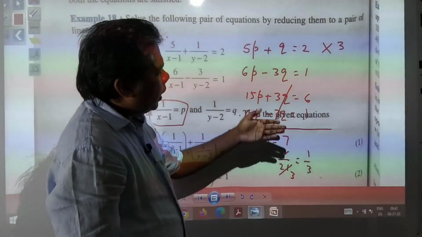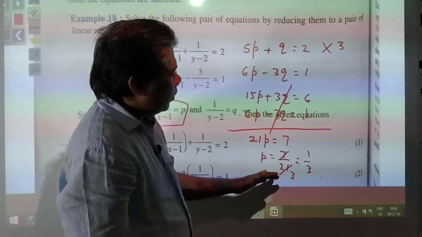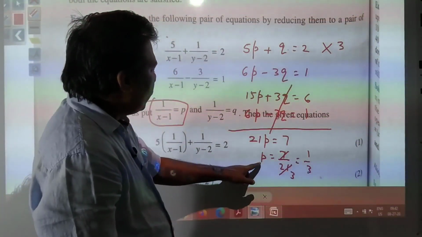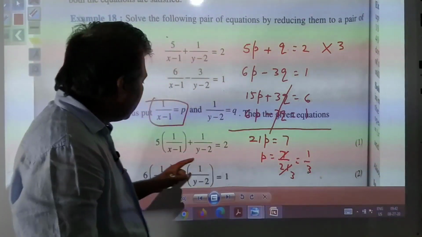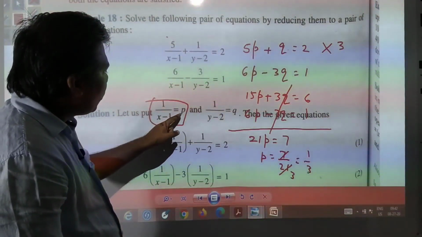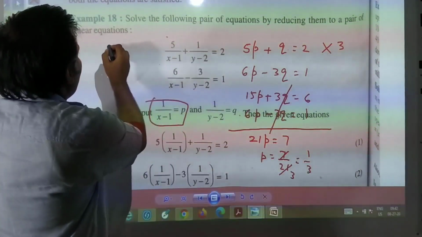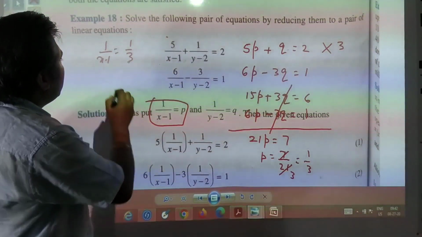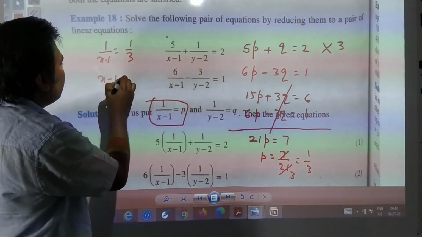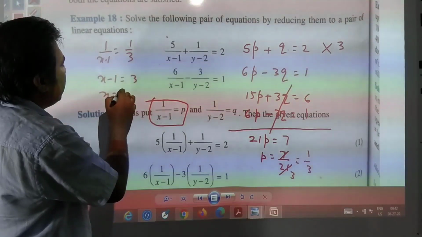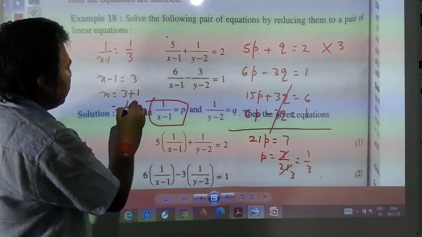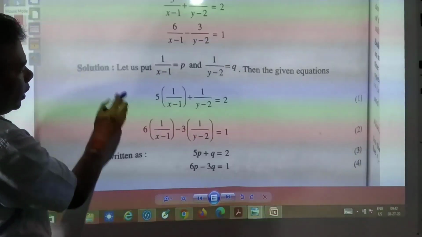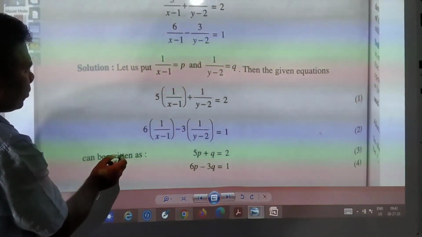Now p is required to be substituted in any equation and we can find out q. After getting p and q, we have assumed p is equal to 1 by 3. So 1 by x minus 1 is equal to 1 by 3. Now you need to simplify this. X minus 1 is equal to 3 and x is equal to 3 plus 1, it means 4. So finally we have got x is equal to 4. In this way this is required to be solved.